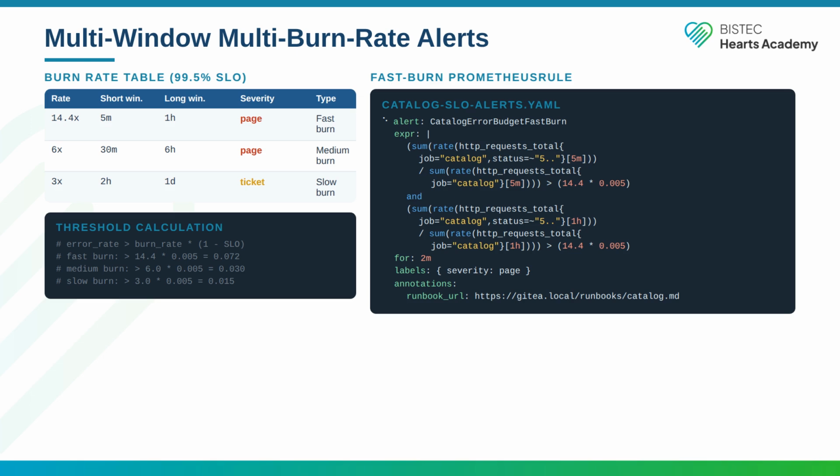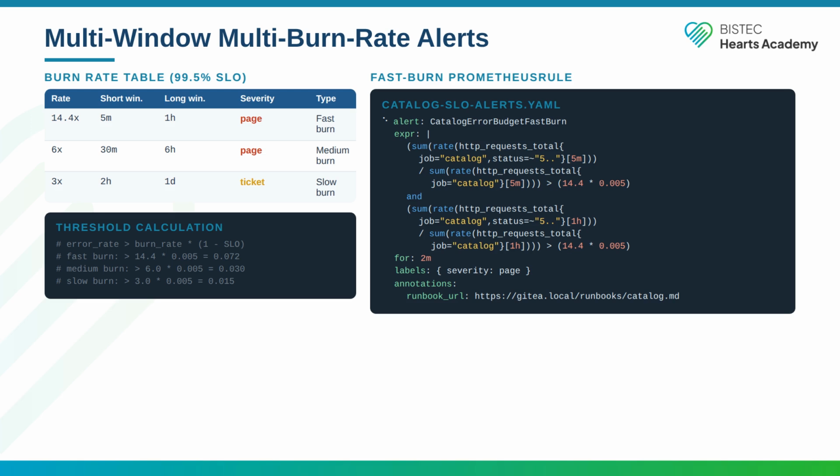The medium burn alert fires at 6 times the baseline over 30 minutes and 6 hours. At this rate, the budget is gone in under a week. Still a page, but with slightly more time to respond. The slow burn alert fires at 3 times the baseline over 2 hours and 1 day. The budget would be exhausted in under 2 weeks. This warrants a ticket, not a page. Important, but not a 2am emergency.